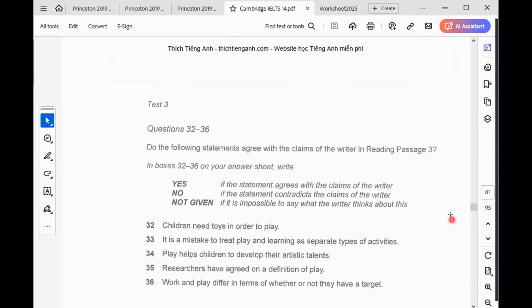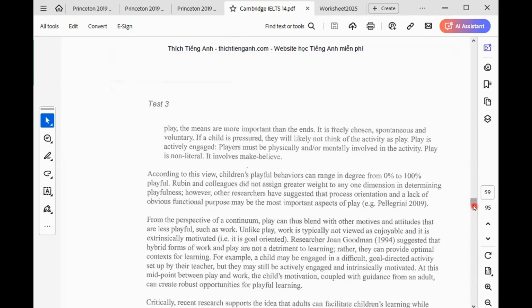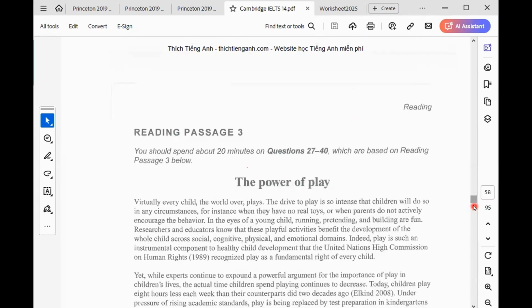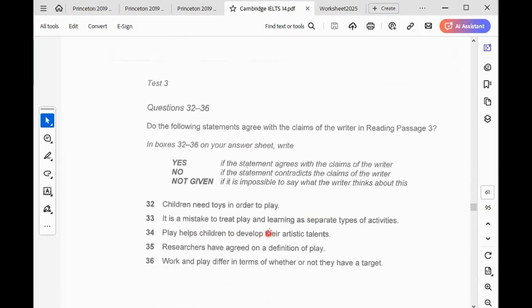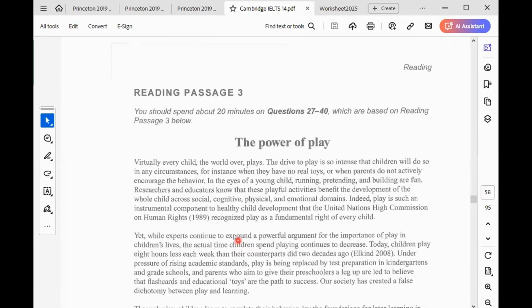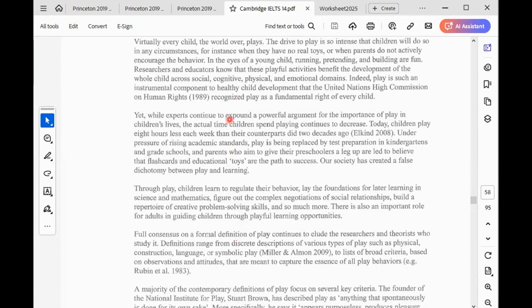That last sentence in the second paragraph, that's what I'm basing my answer on. Okay? 34 now. Play helps children to develop their artistic talents. Let's check. Through play, children learn to regulate their behavior, lay foundation for later learning in science and mathematics, figure out complex negotiations, build repertoire of creative problem-solving skills, and much more.